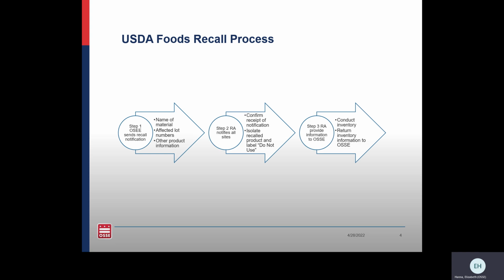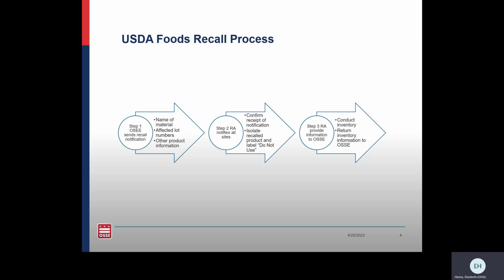When a food recall involves USDA foods, it is OSSI's responsibility to ensure OSSI and RAs are meeting USDA foods food recall requirements. In the event of a food recall of USDA foods, OSSI will send a recall notification and request for information, first via email and then by telephone if no response is received, to the affected RA's identified food safety coordinator. The recall information will provide the name of the material, affected lot numbers, and any other product information available.